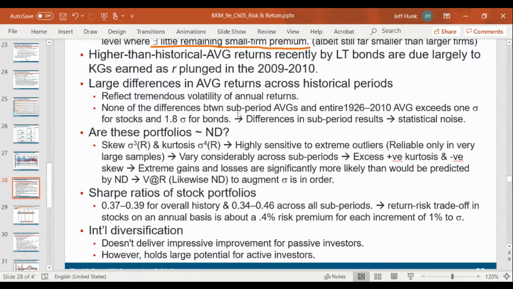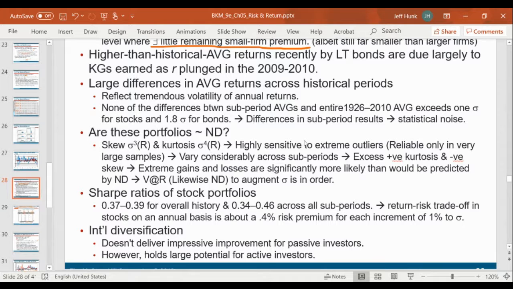However, none of the differences between sub-period averages and the entire 85-year average exceeds one standard deviation for stocks and 1.8 standard deviations for bonds. 1.8 standard deviations is already very, think about it. Within two standard deviations, that's like 96% of the beta, right?